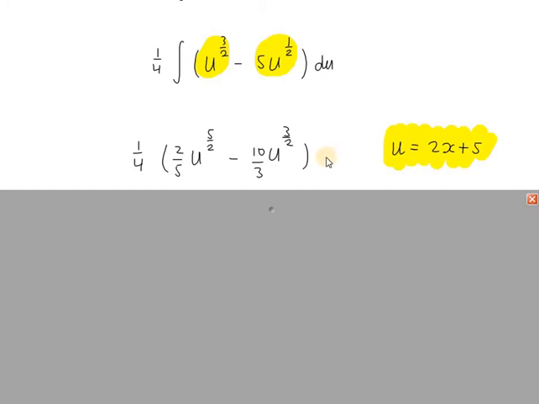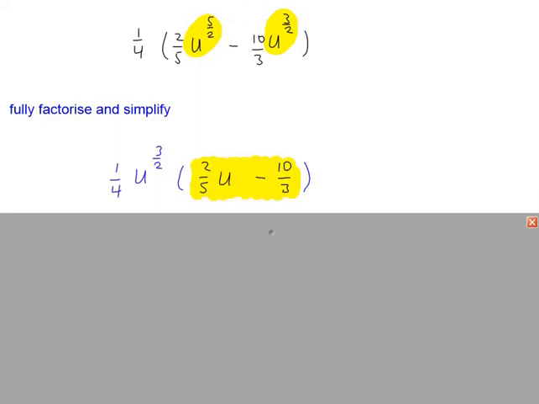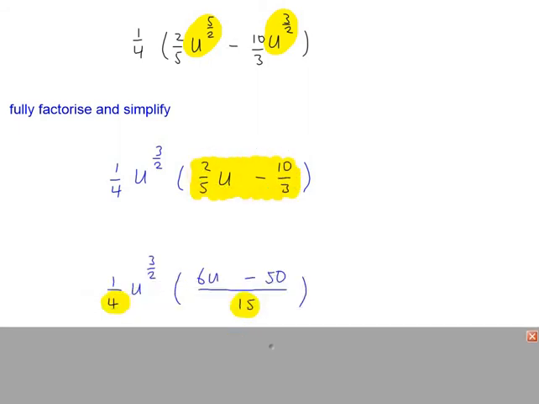The original problem was in terms of x, so we can undo the substitution right now, but it's usually better to do all of your factorizing and simplifying first, and then right at the end undo the substitution. So for factorization, we can take out a u to the power of 3 over 2 from both of these terms, so we have this, and then if we look for a common denominator and combine these two fractions into a single fraction, and the 15 we can take out and multiply with the 4.